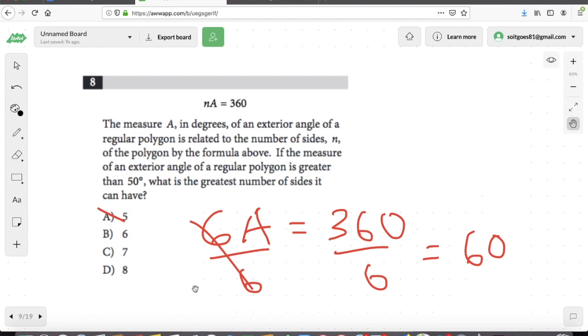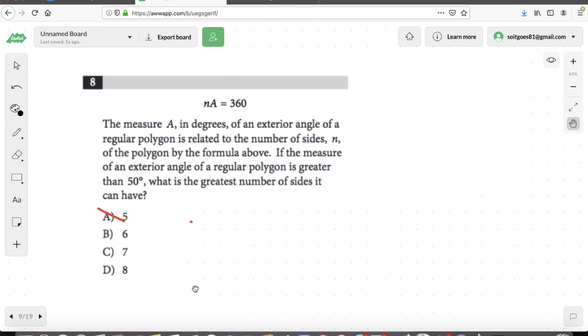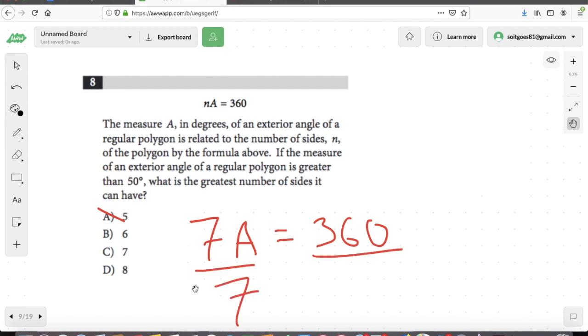Let's plug in 7 for N. Let's see what we get. So we've got 7A equals 360. What do we do to find A? Divide each side by 7. Okay. Is that going to give us something bigger than 50? I believe so, because 350 divided by 7 would be 50, because 35 divided by 7 is 5.